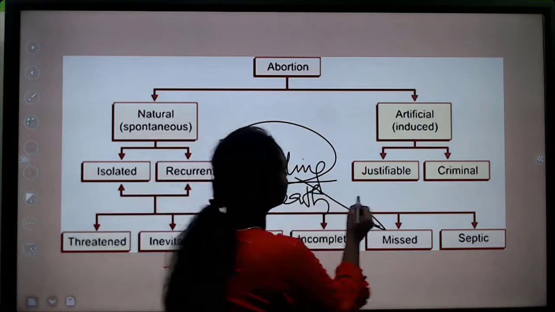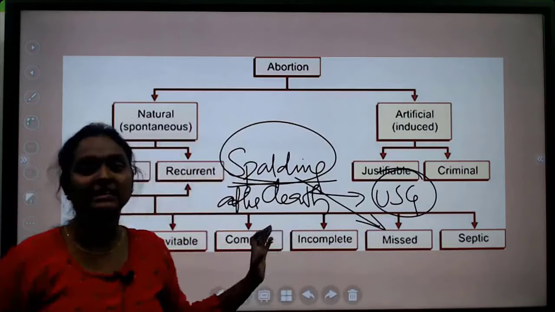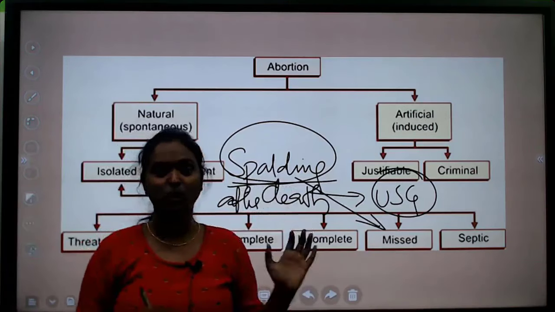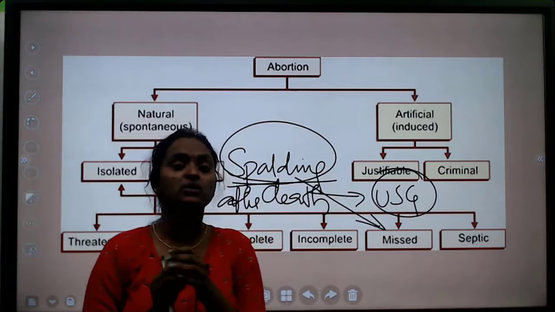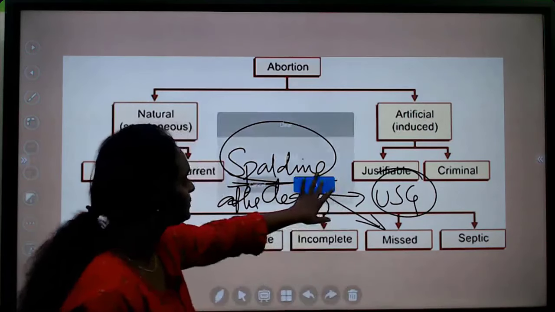Where from? With the help of the USG abdomen we can assess this Spalding sign. Very important question, it was asked in previous exams. What we are discussing right now, these questions were asked in previous exams. Okay, please mark it as important.